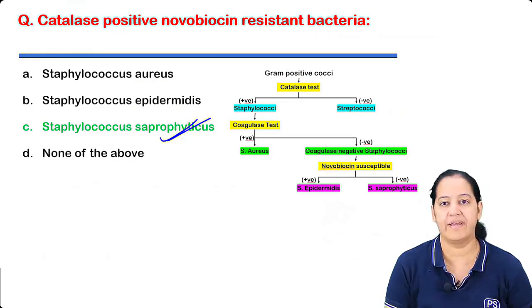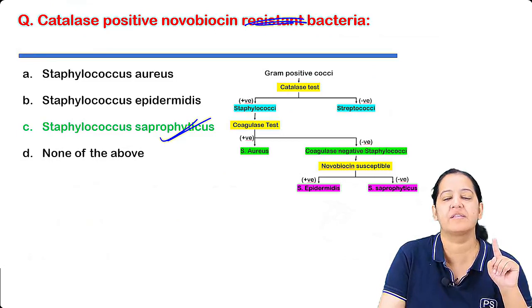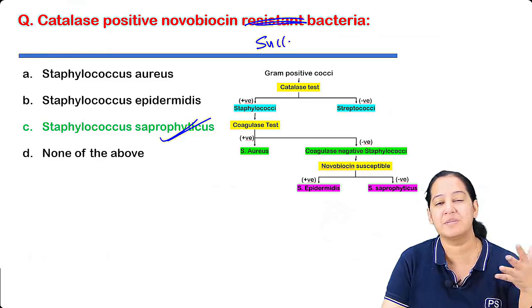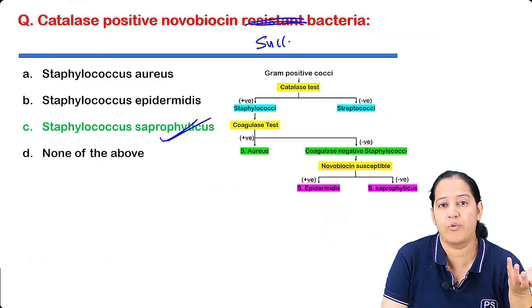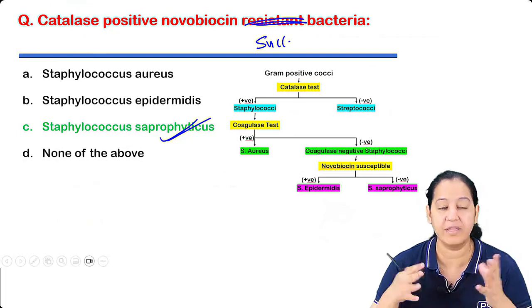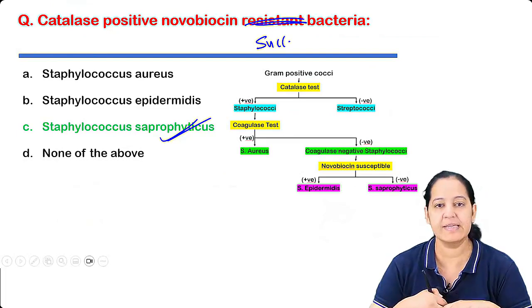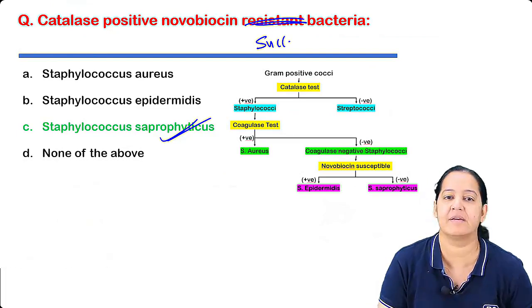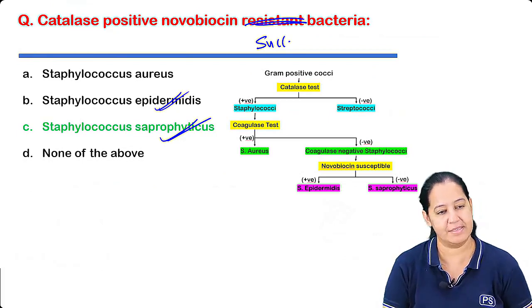You all are right. I'm changing the question. Instead of resistant, I'm saying susceptible. Susceptible reminds me of very cowardly. Very cowardly, I mean, very timid. So what is the correct answer in that case? In that case, the correct answer will be epidermidis. So you all can understand.